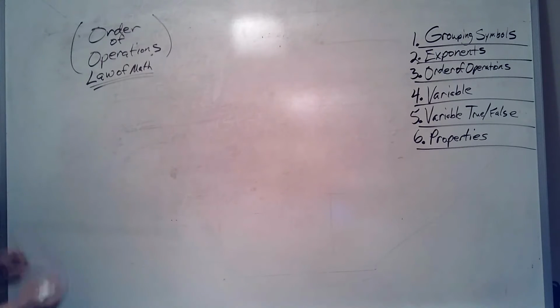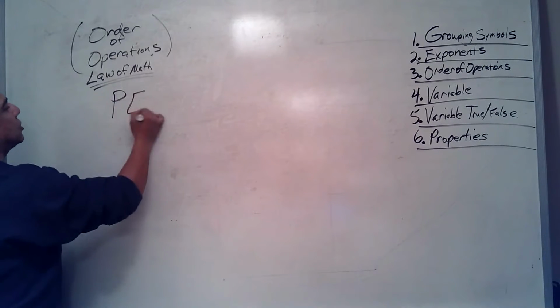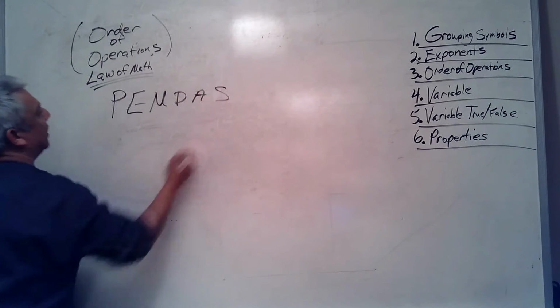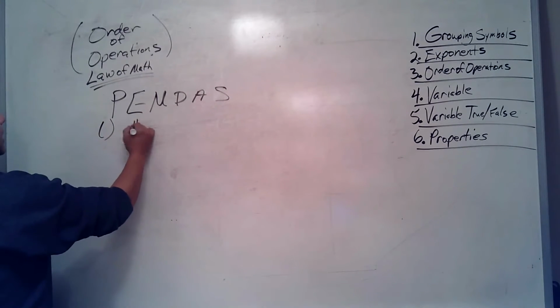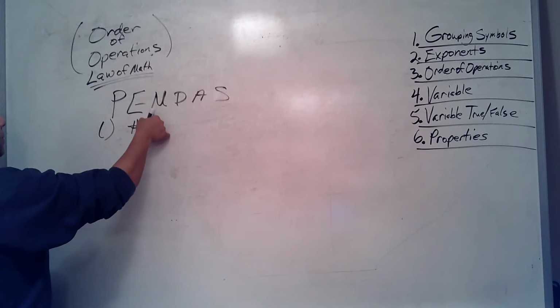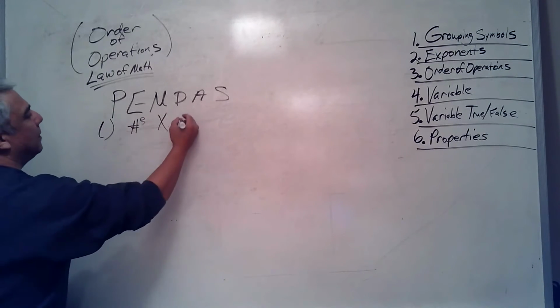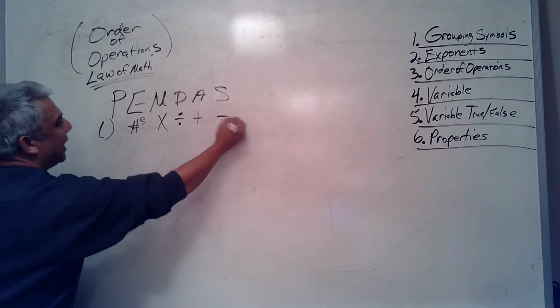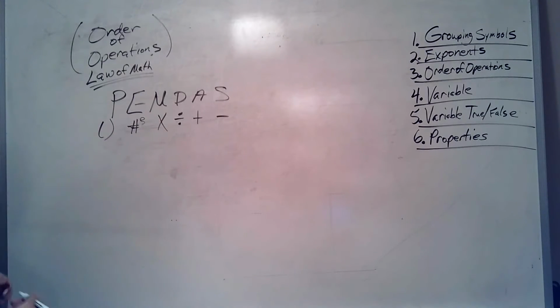And what I taught you, and you all love that little video, is please excuse my dear Aunt Sally. That's right. So the P is for parentheses. The E is for exponents. That's the itty bitty, so I'm going to put a little bitty E here. M is for multiply. D is for divide. A is for addition. And S is for subtraction. This is the law of math.